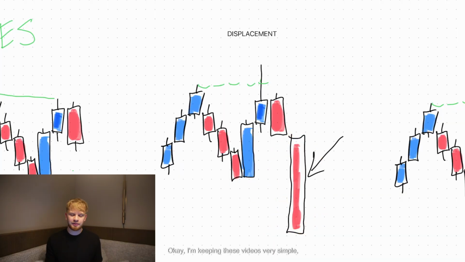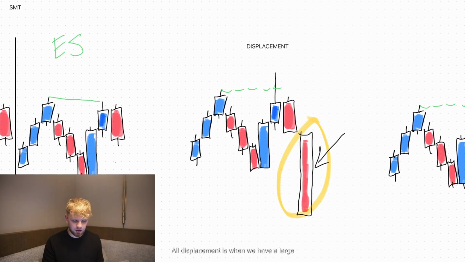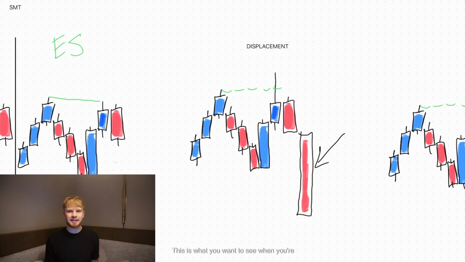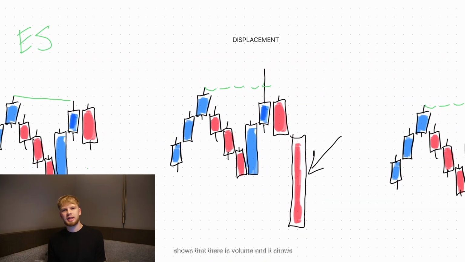Okay, I'm keeping these videos very simple, straight to the point. There is no point overcomplicating concepts when there is no need to be overcomplicated. All displacement is when we have a large candle in either direction. This is a bearish candle, so this is bearish displacement. If we got a large bullish candle, that would be bullish displacement. This is what you want to see when you're looking to enter into a trade, because it shows that there is volume and it shows that there is speed. Okay, simple, that is displacement.